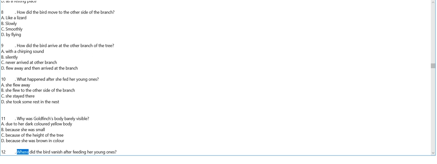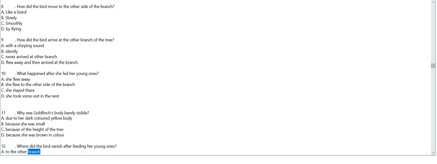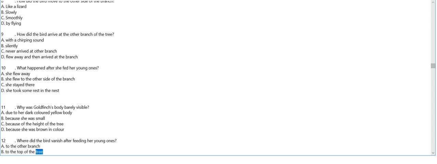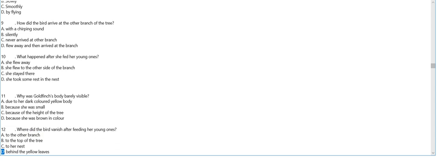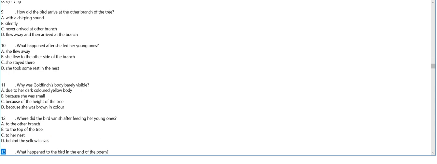12. Where did the bird vanish after feeding her young ones? A. To the other branch. B. To the top of the tree. C. To her nest. D. Behind the yellow leaves.